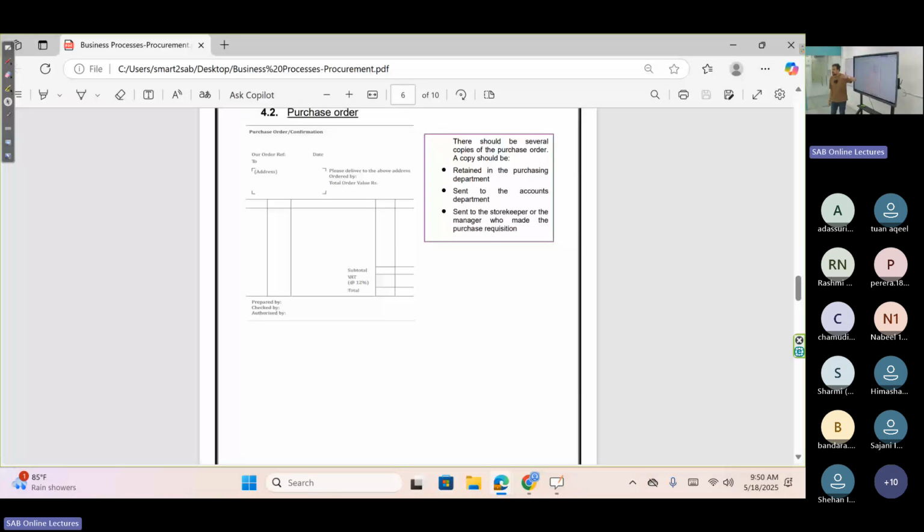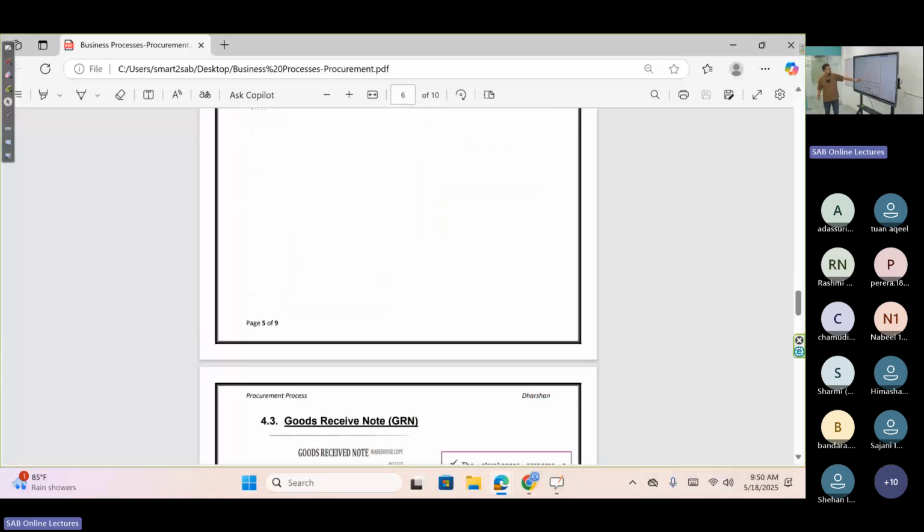One is for the purchasing department, one for the seller, and one for the accounting department. Retained in the purchasing department, sent to the accounts department, sent to the storekeeper. Sometimes the storekeeper should also have one, and we have to send another purchase order to the seller. Send to the storekeeper or the manager who made the purchase requisition. So the purchase order should be kept in 3 locations. First is the purchasing department. Second, the accounts department. Third, the storekeeper.